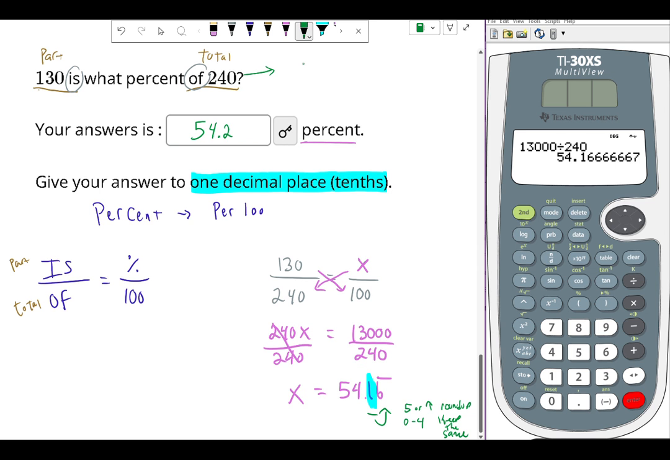Now let's just confirm that that makes sense. 240, if I were to cut that in half, 120 is half of 240. 130 is just a little bit more than 120, so therefore it makes sense that it's a little bit more than 50%. Thanks for watching.